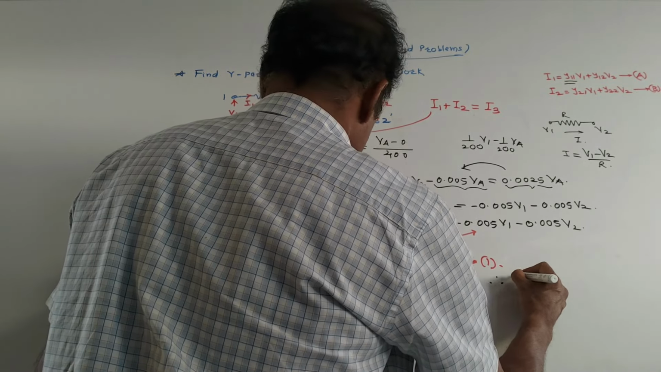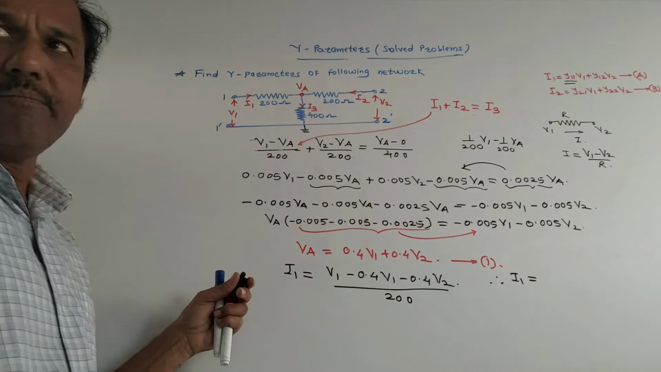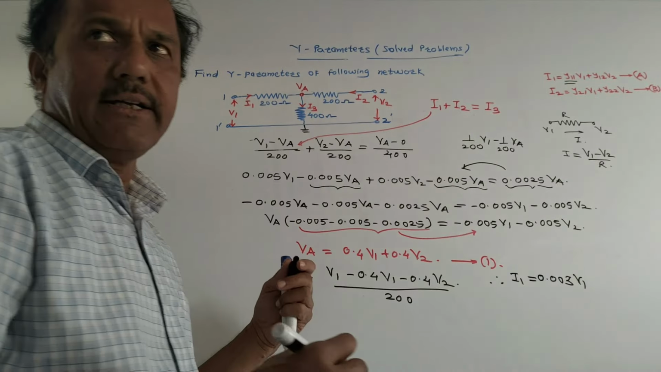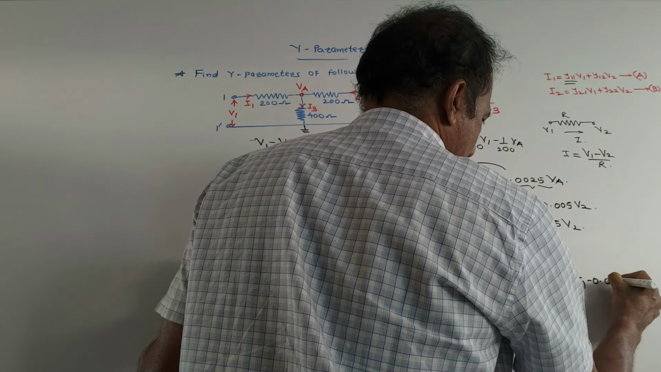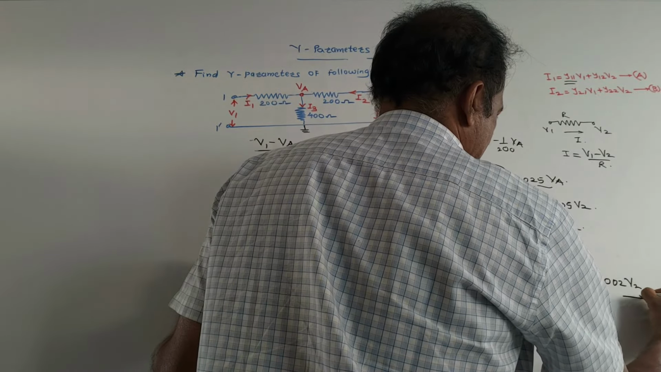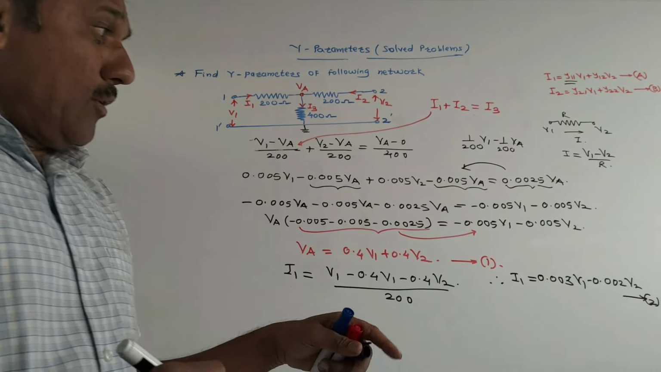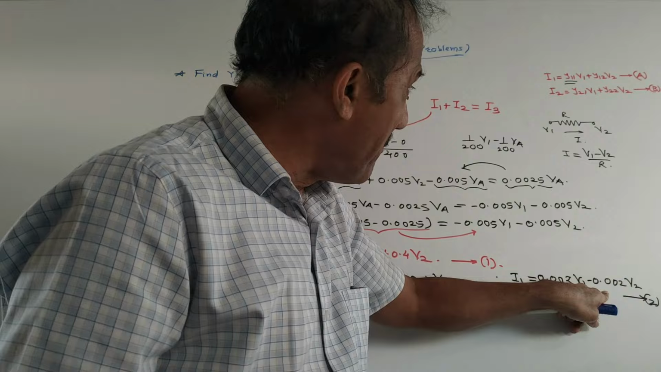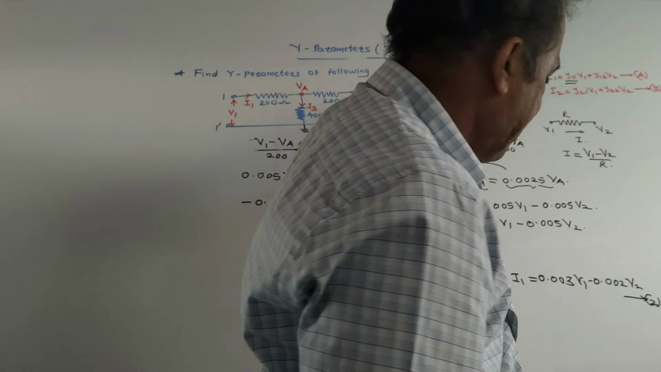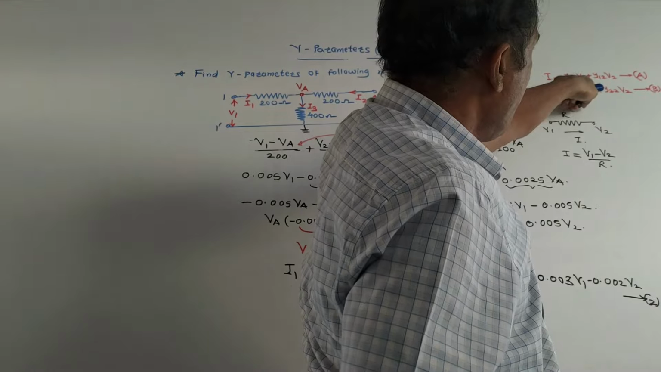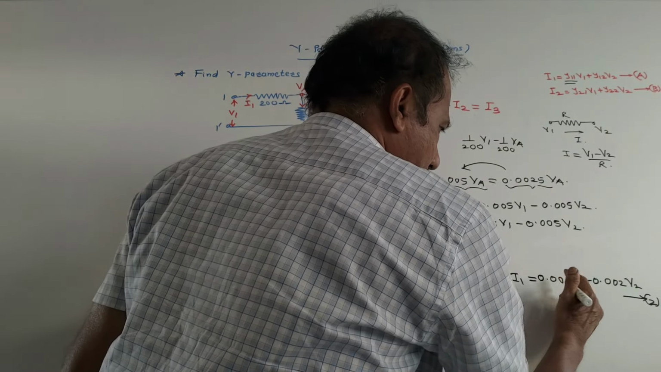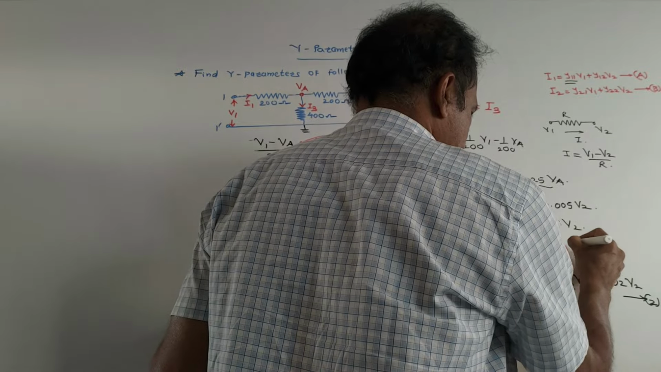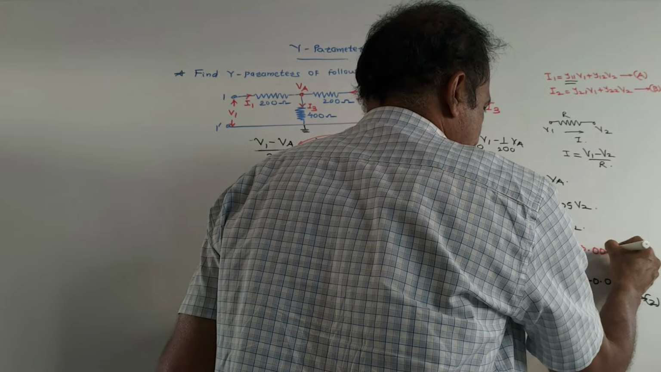So if you simplify this, you will get the equation of I1 as 0.003 V1, second term will be minus 0.002 V2. Say equation number 2. Now the remaining part is pretty simple. We have got the equation of I1 in terms of V1 and V2. Compare this equation with equation A. Here the coefficient of V1 is Y11. Here the coefficient of V1 is 0.003. So directly we can write Y11 is equal to 0.003.